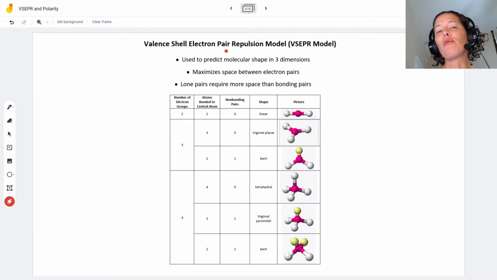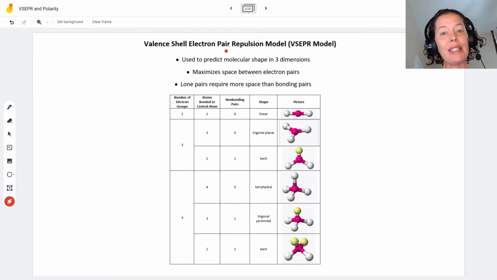So there are three main points when using VSEPR. First, it is used to predict molecular shape in 3 dimensions. So you'll have to bear with me on some of the drawings that I will do. I am not the best artist, but I will do my best to represent these molecules in 3D.